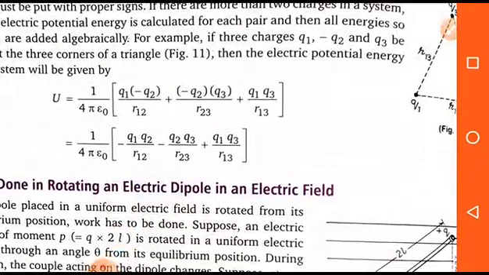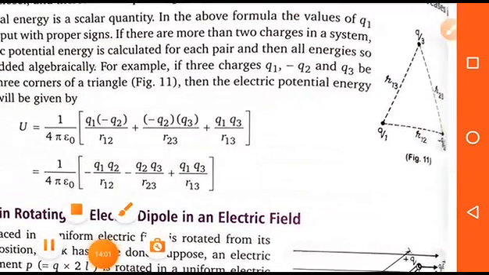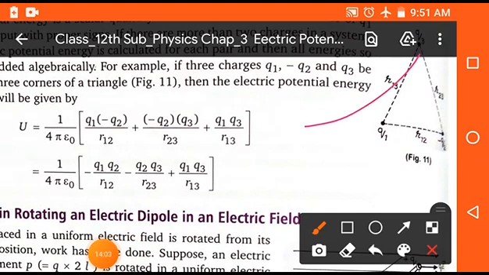Now we can find the potential energy due to a system of charges. If there are many charges placed in a system, then we can find the electric potential energy by the given formula: U is equal to 1 upon 4 pi epsilon naught times Q1 Q2 upon r12 plus Q2 Q3 upon r23 plus Q1 Q3 upon r13. That means we can find the electric potential energy due to any number of charges.